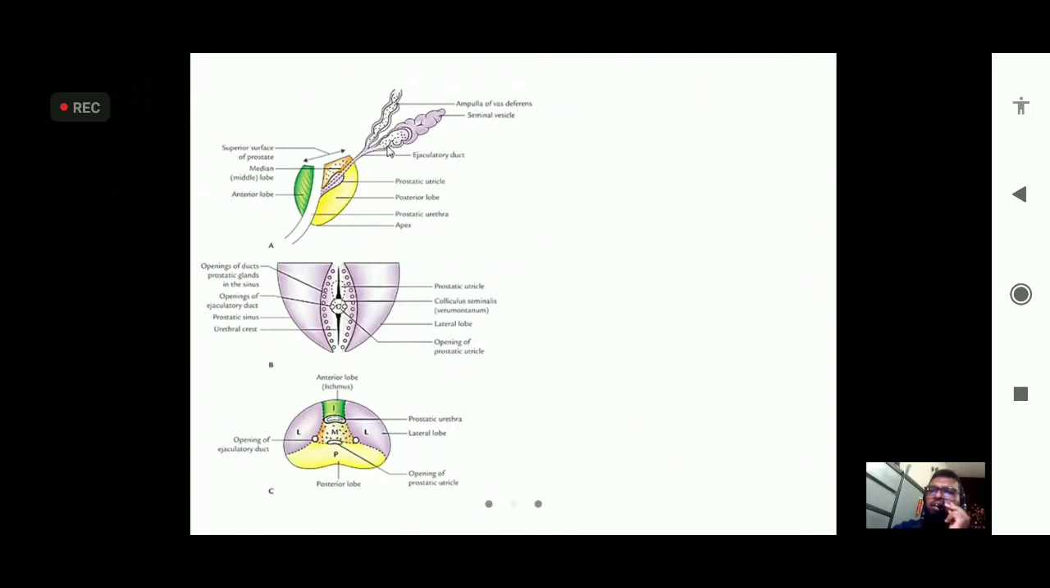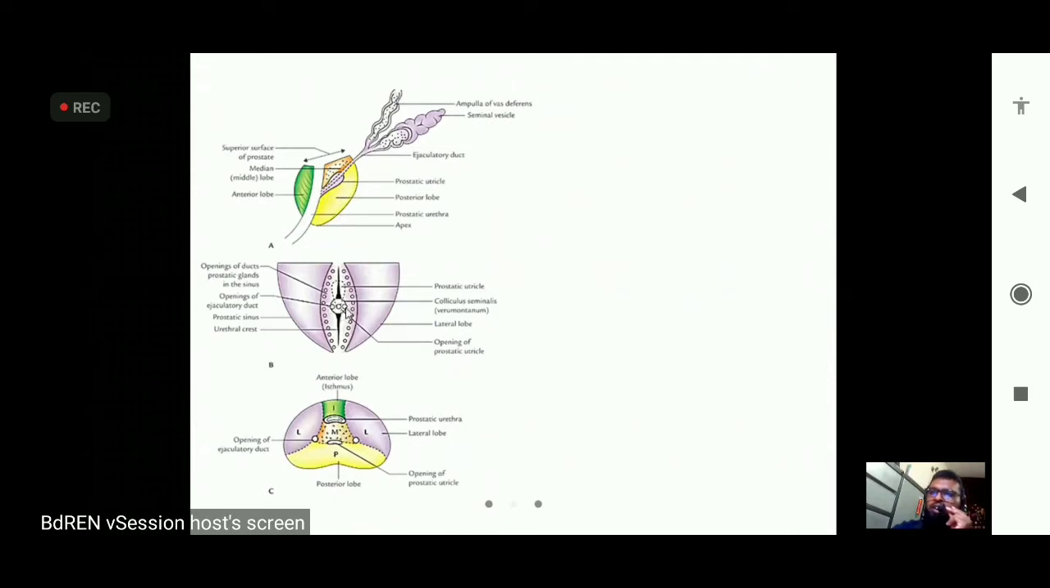Ejaculatory ducts are formed when the ampulla of the vas deferens and the duct of the seminal vesicle unite. That passes behind the bladder to reach the prostate substance and opens in this colliculus seminalis or verumontanum.